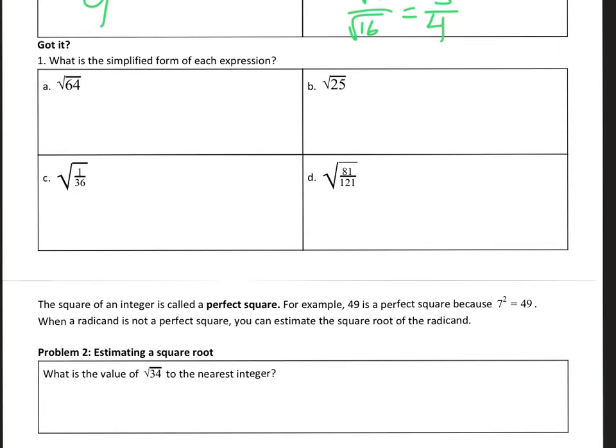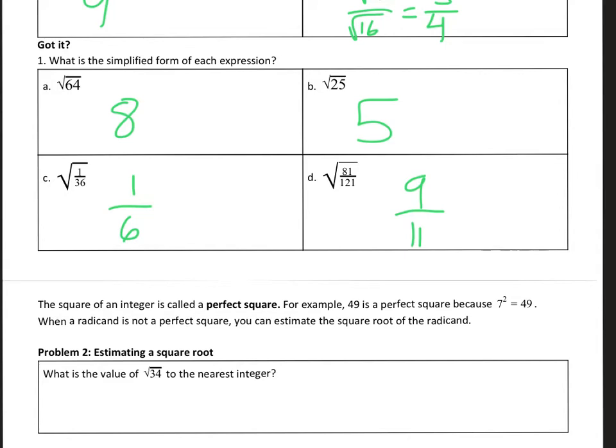Now moving on to the Got It. I'm going to ask that you pause it, wait a few seconds, and I'll show you the solutions and explain through those for a second. Okay, so here are my solutions. For A and B, it's just basic knowing your times tables essentially and knowing what some of these perfect squares are. We'll get more comfortable with those as the year goes on.